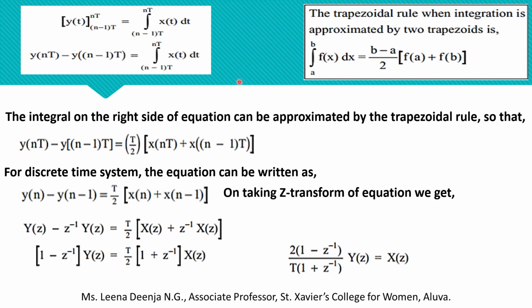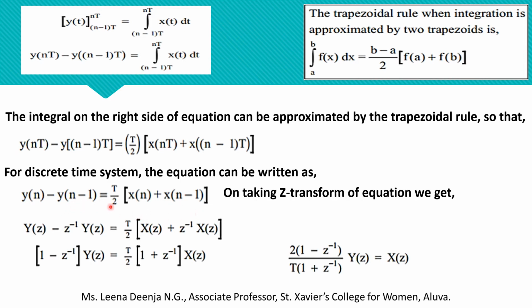And we know that the trapezoidal rule, when the integration is approximated by a trapezoid, is the integral from a to b of f of x dx equal to (b minus a) by 2 times f of a plus f of b. Applying this trapezoidal rule to the right hand side, we get y of nT minus y of (n minus 1)T equal to T by 2 times x of nT plus x of (n minus 1)T. For the discrete time system, we can write the right hand side as T by 2 times x of n plus x of n minus 1.